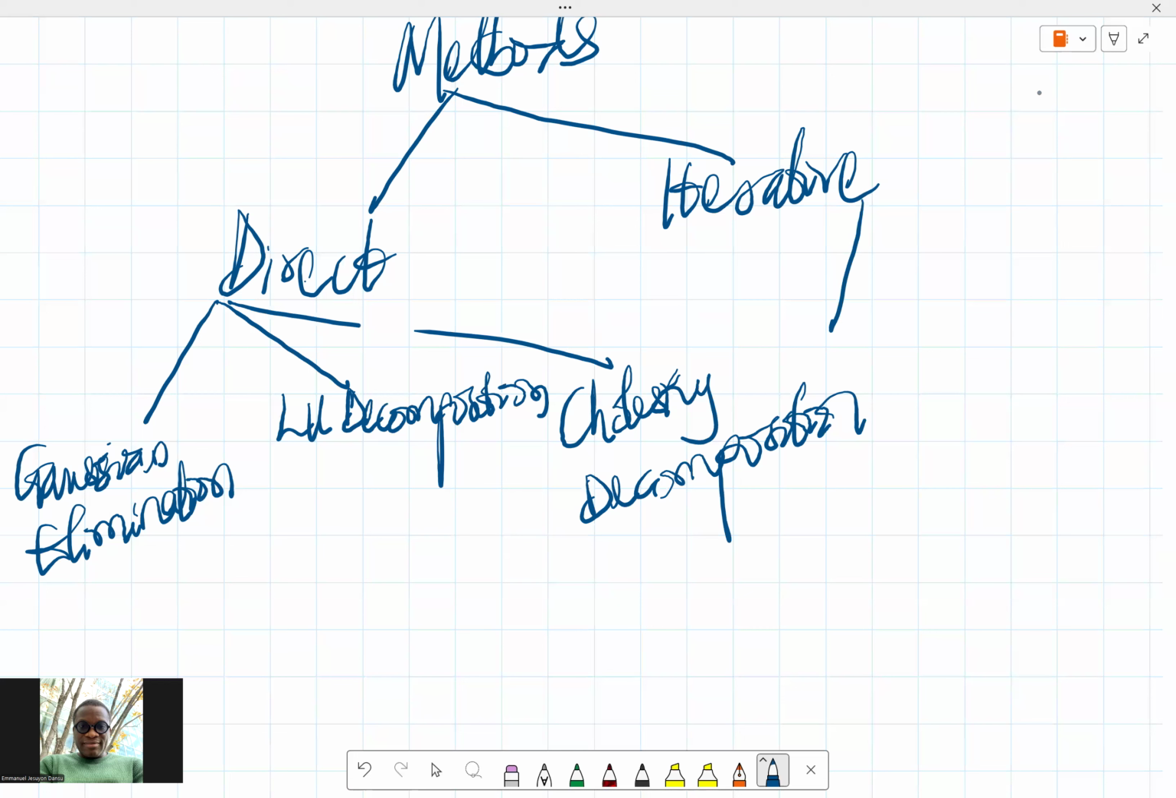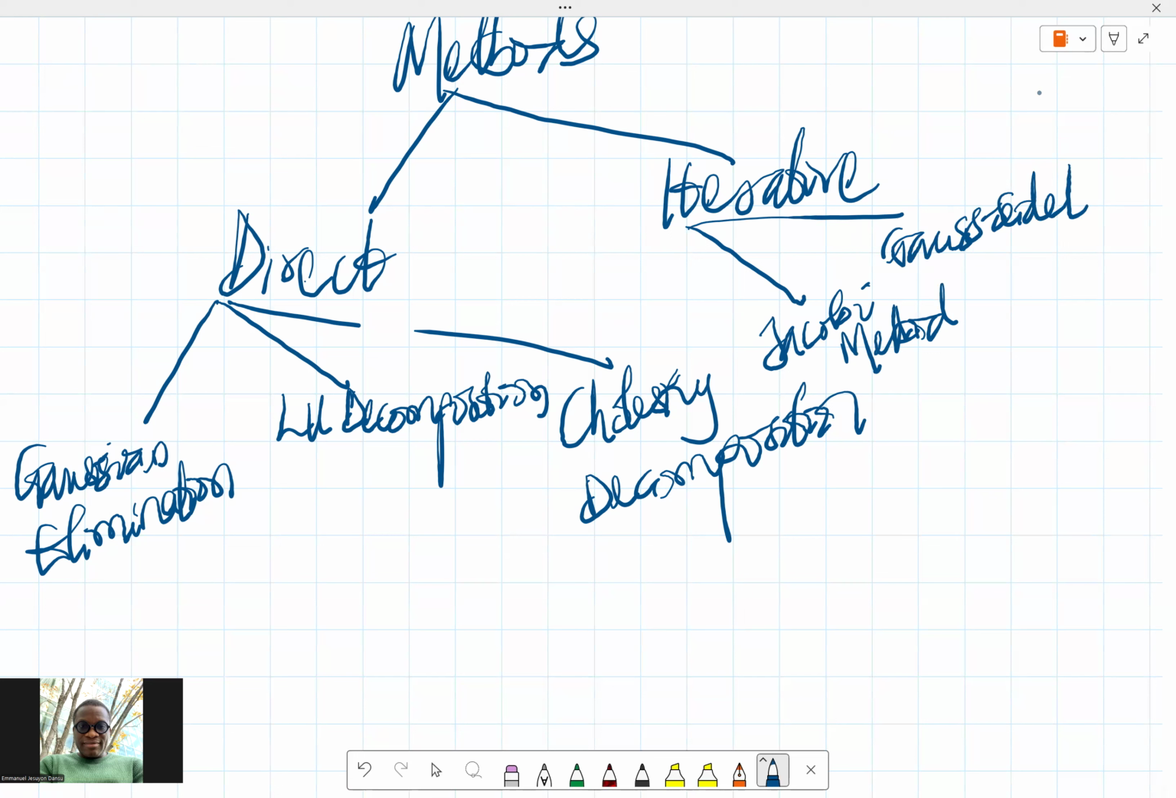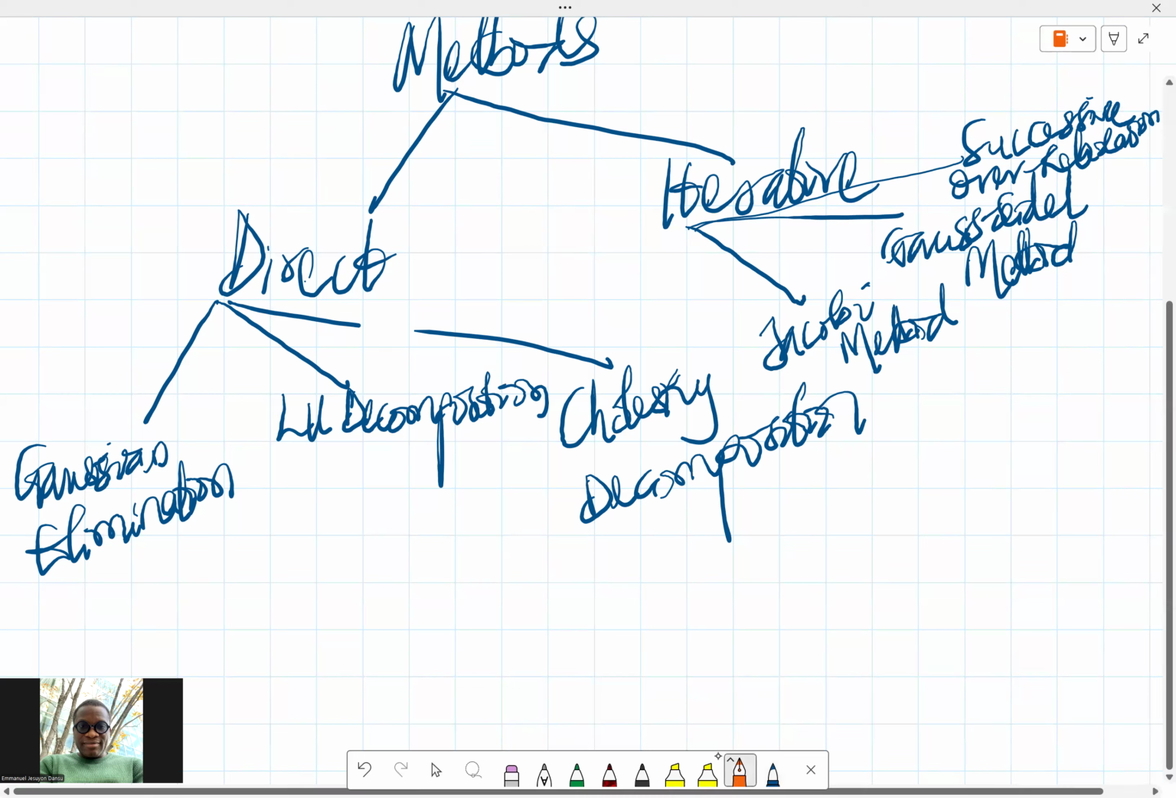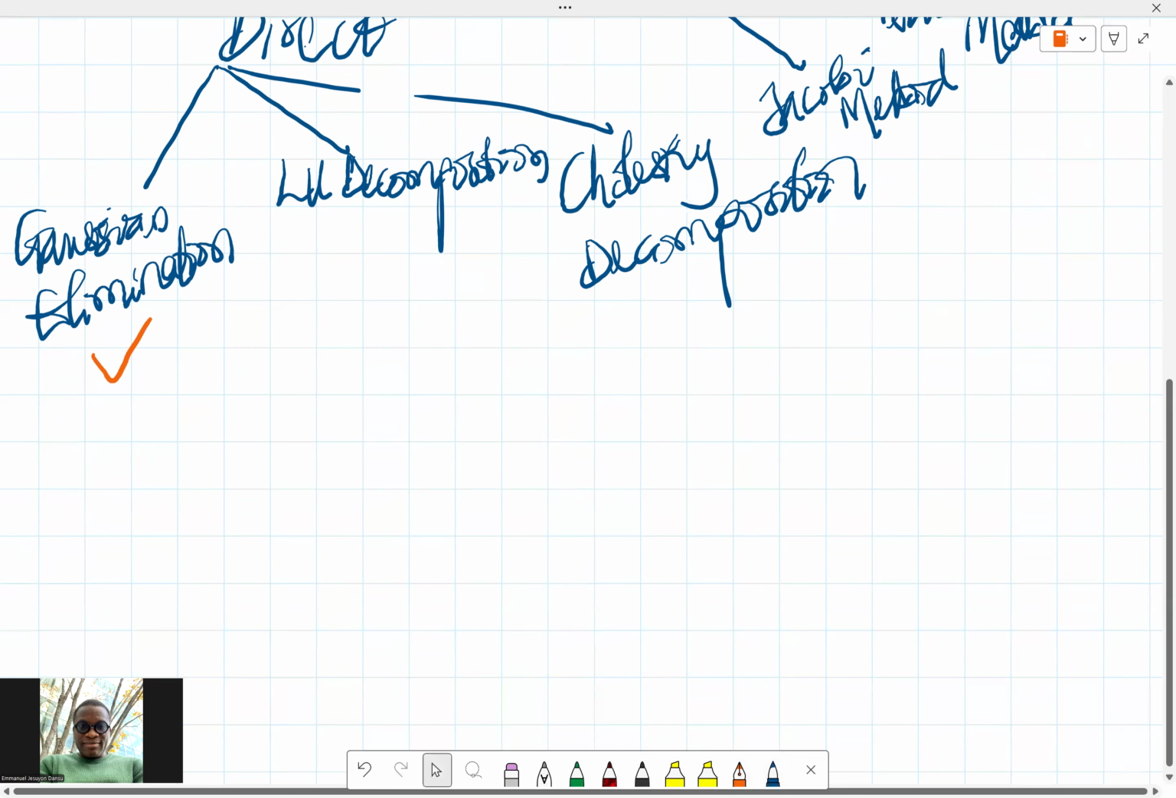For the iterative methods, we have the Jacobi method, the Gauss-Seidel method, and lastly, successive over-relaxation. All right, so here our focus is on Gaussian elimination. Let's go for that right now.